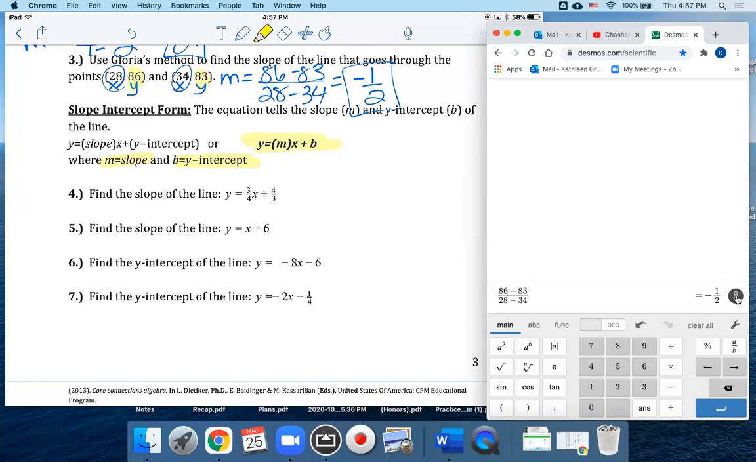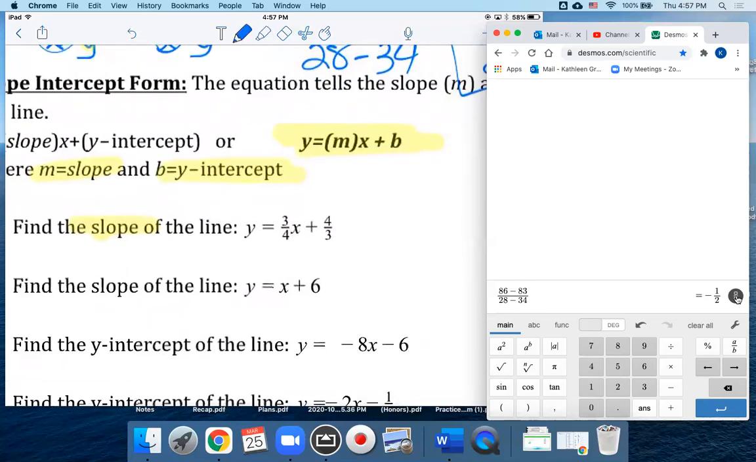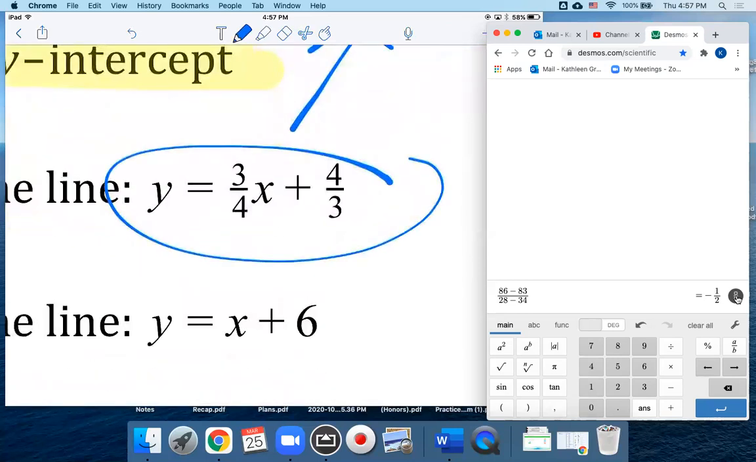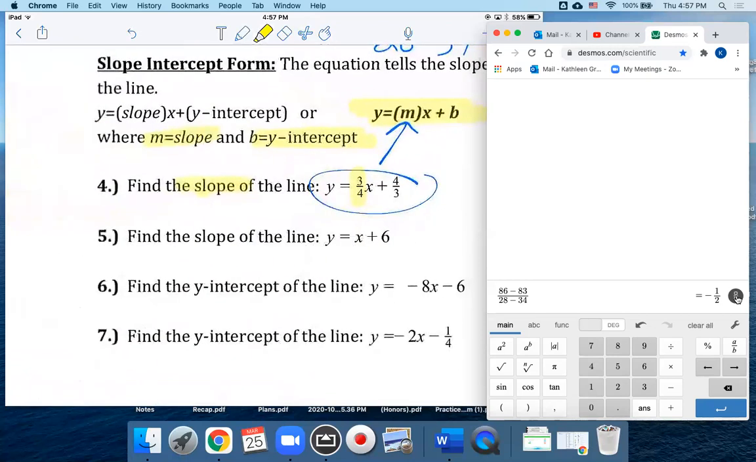So for problem 4, it says find the slope of the line y equals 3/4 x plus 4/3. So we are looking for the slope, or the number that's in front of x. So if I look at my equation here, I want to identify what number is in front of x. Well, that's going to be 3 over 4. So that is my slope. So for number 4, my slope is 3 over 4. Done. Nothing to calculate, nothing to plug in.